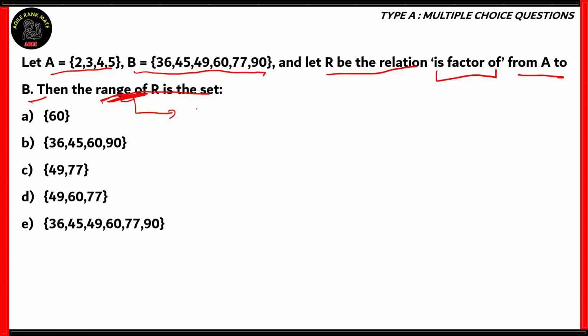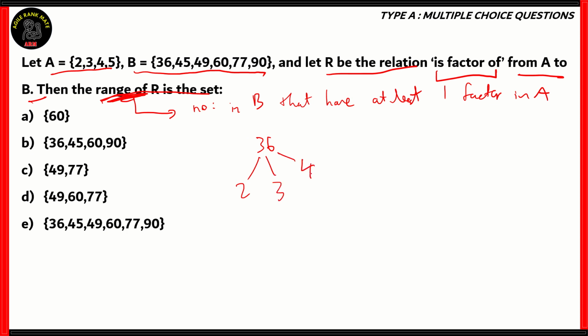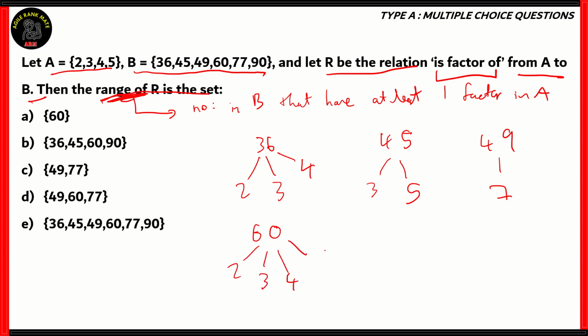The range of the relation R are numbers in B that have at least one factor in A. So let's look at each of these numbers. 36 is 9 times 4, so you have 2, 3, and 4 as its factors from A. If you look at 45, it's 9 times 5, so basically you have 3 and 5 as its factors. 49, however, is 7 squared, so its factor is 7. 60 is a number which has 2, 3, 4, and 5 as its factors. So all of these numbers in A are a factor of 60.